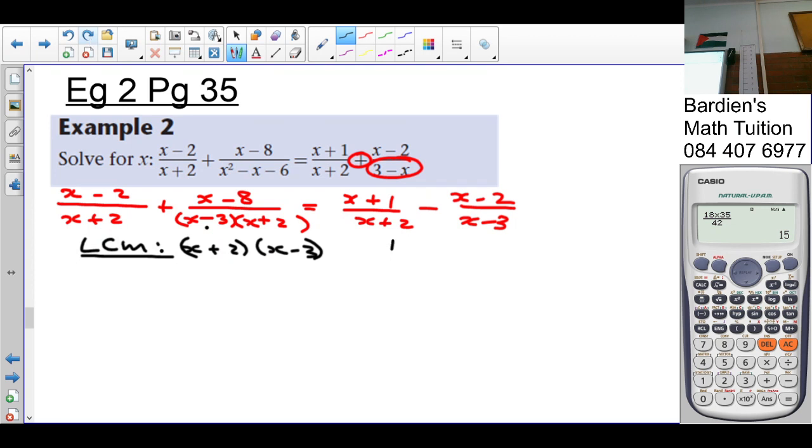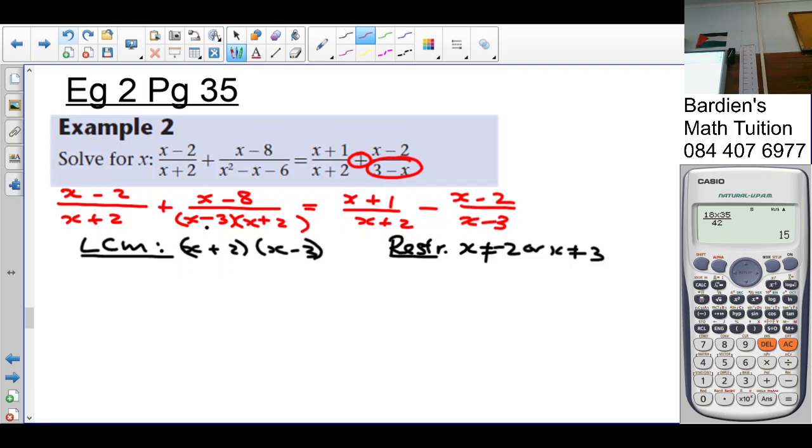What's my restriction? X cannot be equal to negative 2, yes, coming from there. And x cannot be equal to 3. Which means to say, if the solutions are negative 2 or 3, you omit the solution. Okay? You guys understand?